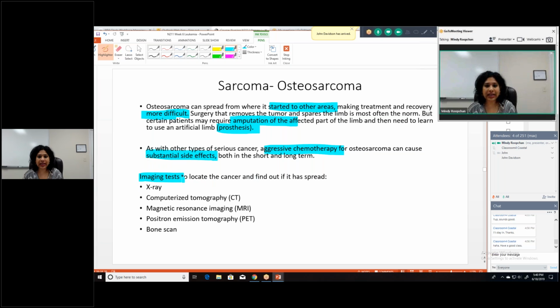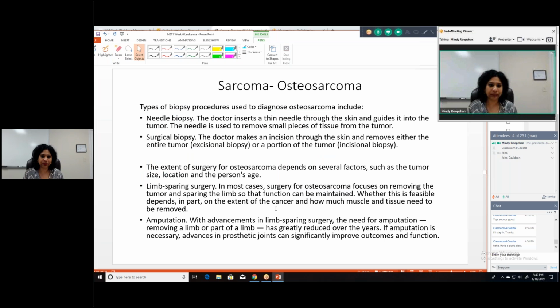But there are imaging tests that are going to be used to find out if it's spread. These are ones that we've just talked about: X-rays, CT, MRIs, PET scans, and even a bone scan. So the types of biopsy procedures to diagnose, we talked about needle, we talked about surgical.